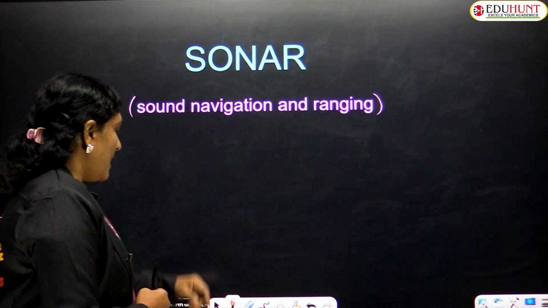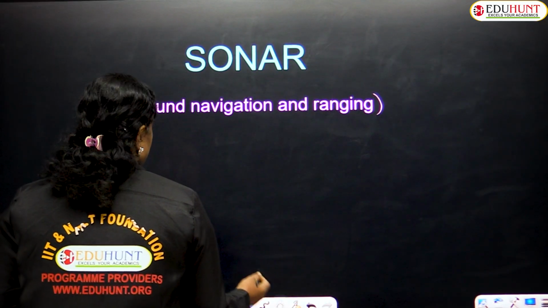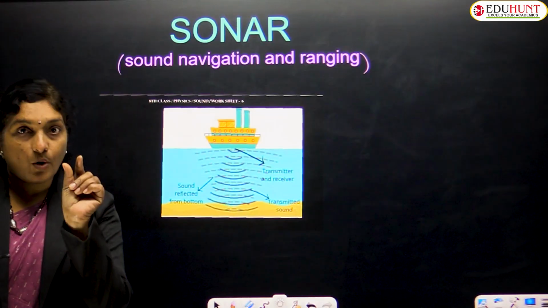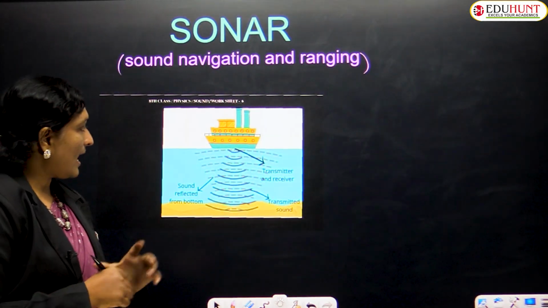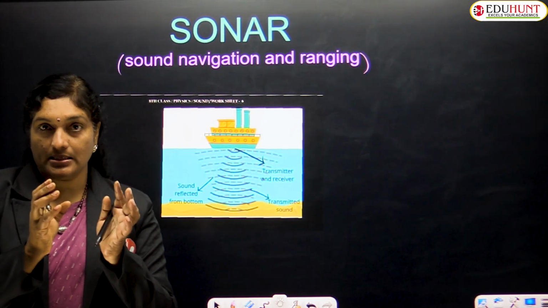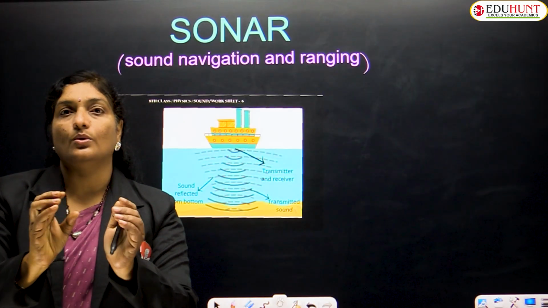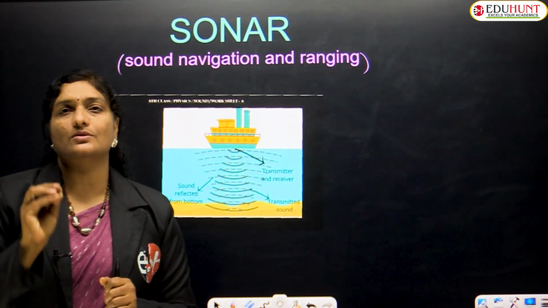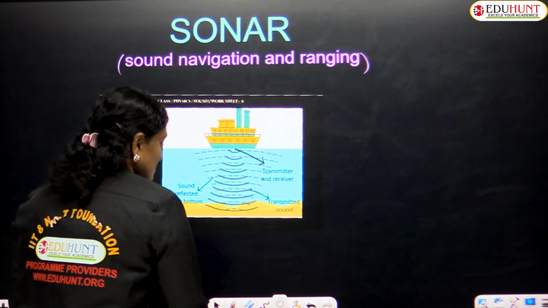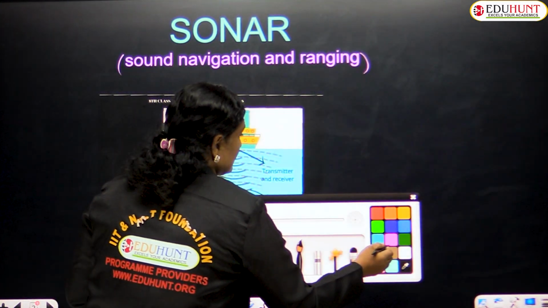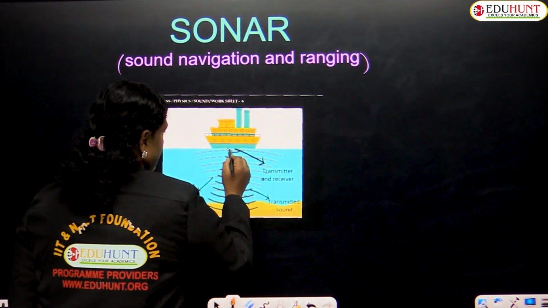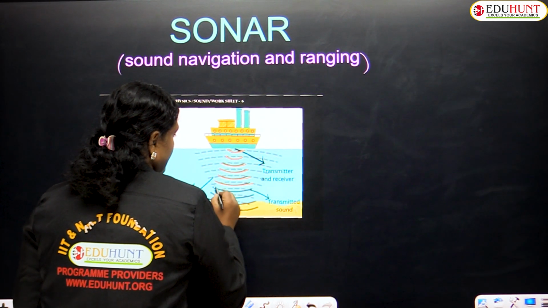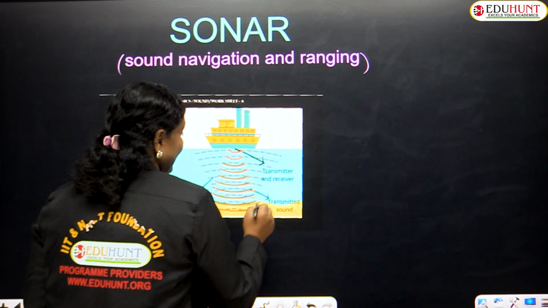Let us try to understand this deeply. Children, generally the device sonar is fixed to the bottom of the ship somewhere here. This device emits some ultrasonic sound signals. Ultrasonic sound signals are simply ultrasonic waves. These ultrasonic waves travel deep inside the water as shown like this. These ultrasonic waves are sent through the transmitter.